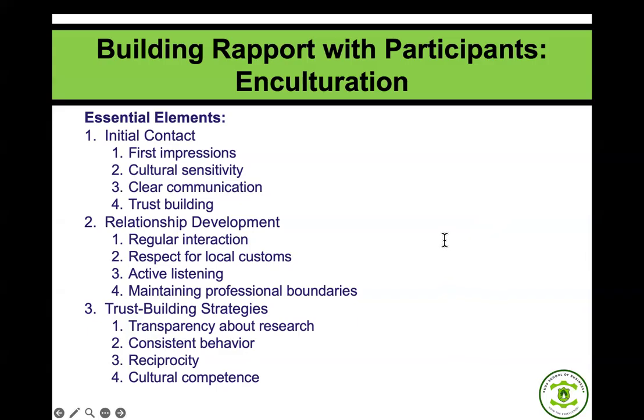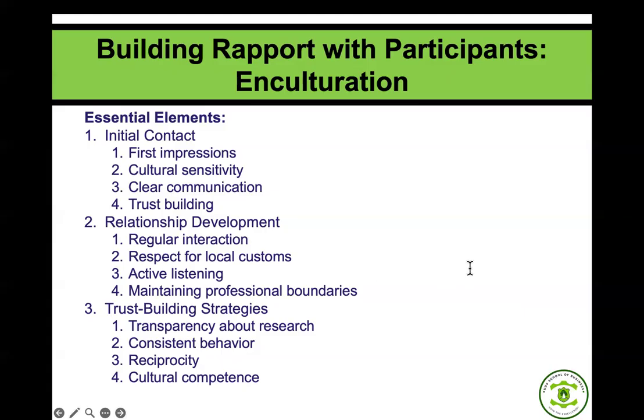And we have to show genuine respect for especially what? Local customs. And when we are talking to people, we must pay attention and listen actively. And we also must maintain professional boundaries. Sometimes the rapport we gain with people whilst trying to interview them, whilst trying to observe them, may degenerate into something, and we have to be very careful as researchers. The last part I want us to look at is the part that deals with trust building.